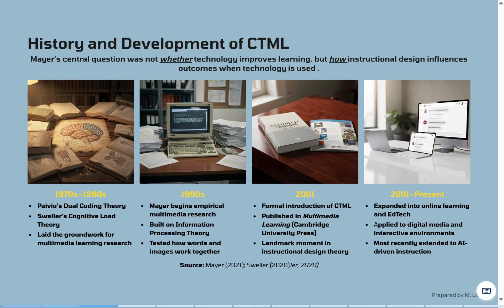One idea I think is especially important is that Meyer never tried to prove technology was good for learning. His real question was, how can we design instruction so technology supports the way people naturally learn? I believe that's one of the reasons his work is still so relevant today, especially as we continue integrating AI into education. Now that we've seen how the theory developed, let's look at the three assumptions that serve as the foundation of CTML.